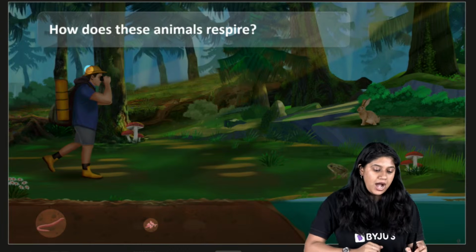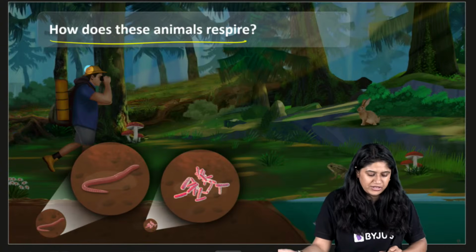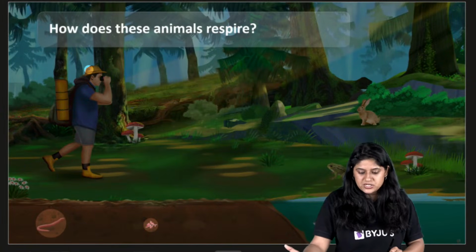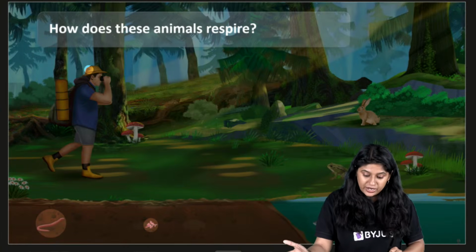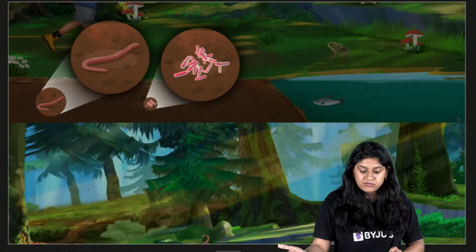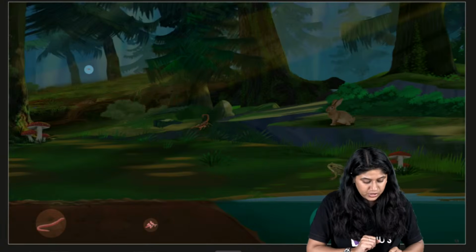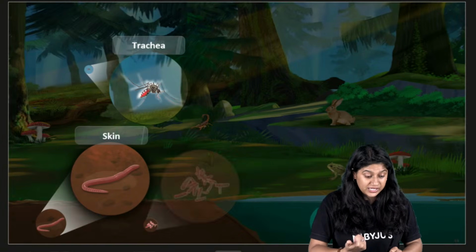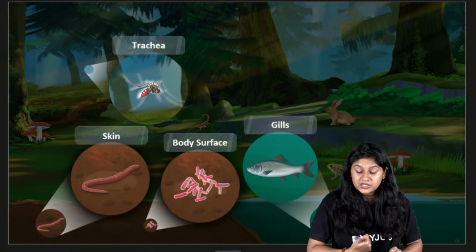Now, how do animals respire? We have different animals: tiny microorganisms, earthworms, different organisms, and their respiration is very different from each other. Each of these has different ways. For example, the mosquito, the earthworm: all of these organisms have different organs that help in respiration. In the mosquito, we have trachea that plays a very important role. In the earthworm, we have skin. In microorganisms, we have the body surface. In fishes, we have gills.